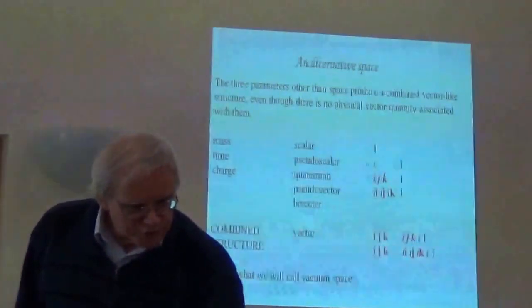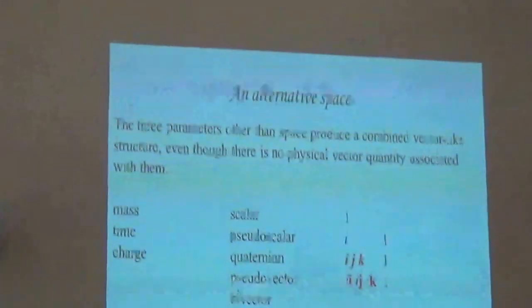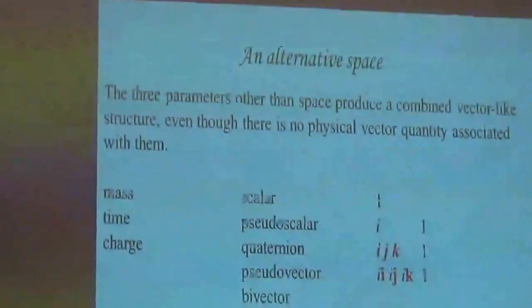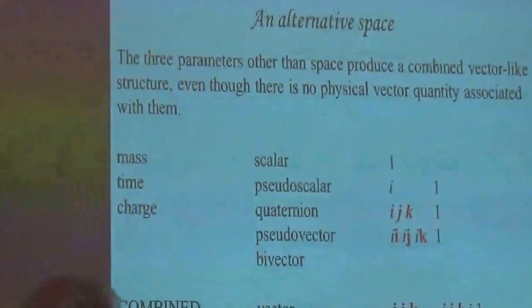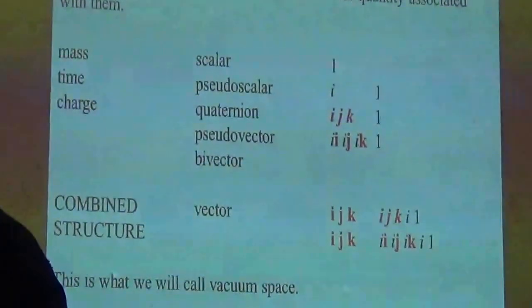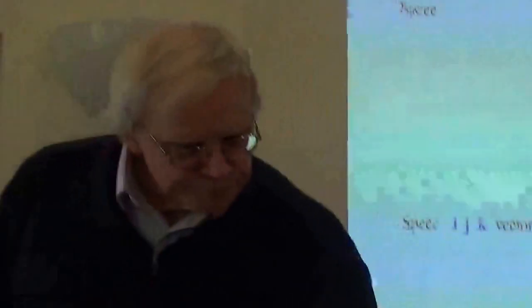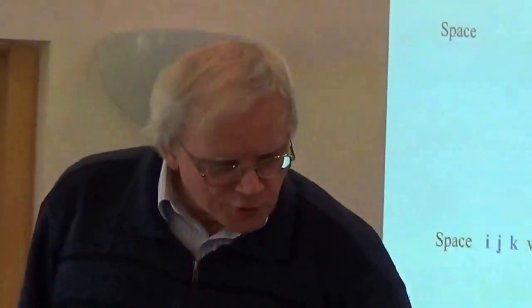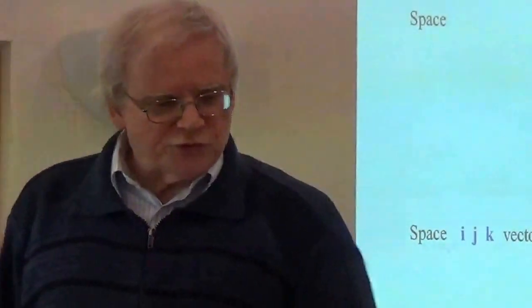And if we put them all together, we get a kind of alternative space. So if I combine the whole structure together, I get this. This is what I was saying before. And I propose to call that vacuum space, and the reason will become apparent later. So we've got another symmetry here. We've got the symmetry between space and everything else. So everything else is like a space, and I've also called it anti-space, because the whole totality adds up to zero. So the two spaces cancel.